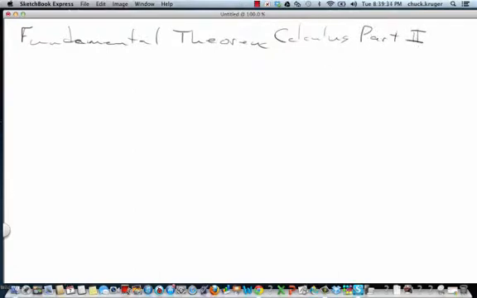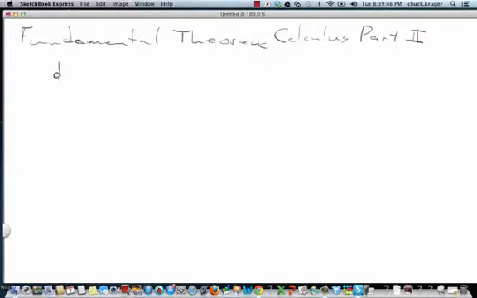Alright, I'm going to take a look at what's called the Fundamental Theorem of Calculus Part 2. It basically talks about the operation of taking the derivative versus the operation of integrating. So let's take a look at an example.